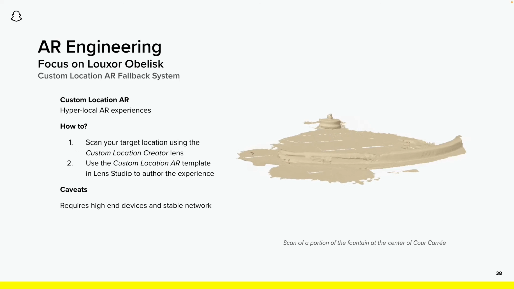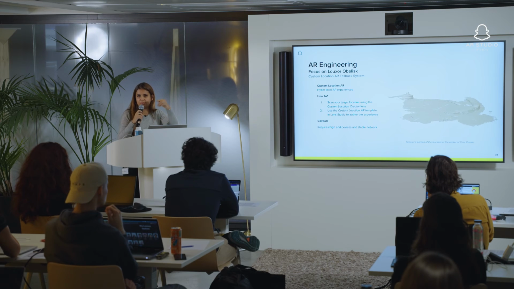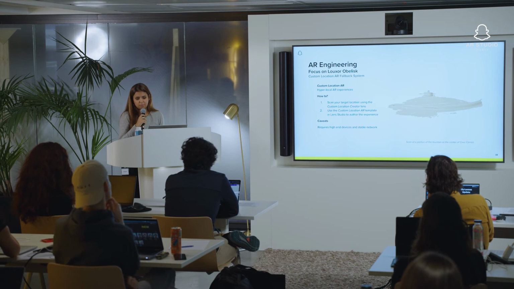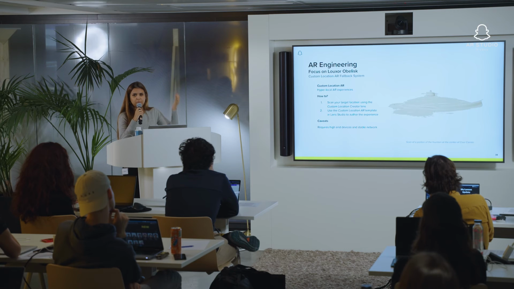Well, you can use a custom location AR template, and it's defined as a hyper-local AR experience because it's a custom location. You use a lens called Custom Location Creator to scan a location, and then you plug it into the template on Lens Studio, and then you can start building around it. That's what we did with the fountain of La Cour Carrée. This is the scan we had. We scanned just a small portion of it, and we could start building around it.